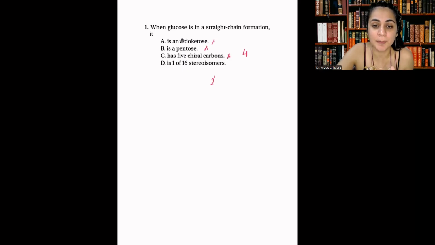And so 2 raised to the power of 4 because it has 4 chiral carbons. So that would equal 16. So it does have 16 stereoisomers and glucose is one of them. So option D is actually the correct answer for this problem.